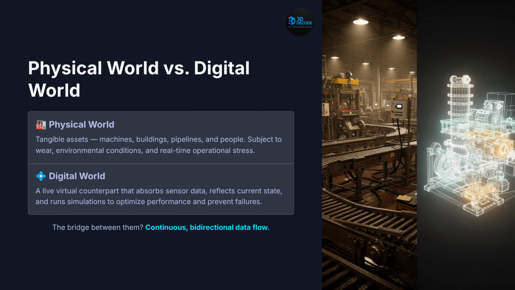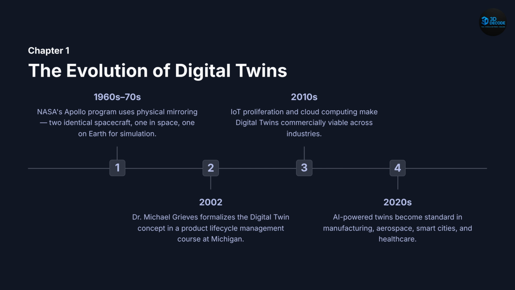Physical world vs. digital world. In the physical world, machines experience wear, stress, vibration, temperature changes, and failure. In the digital world, the twin mirrors all those conditions virtually, creating a constantly updated simulation of reality. Slide 3. The evolution of digital twins.